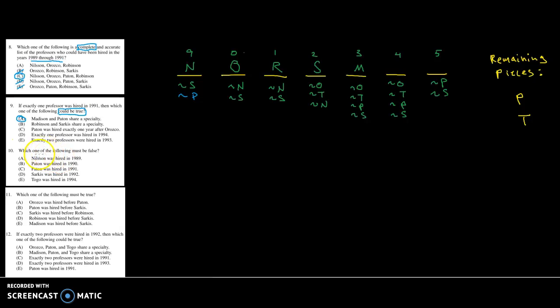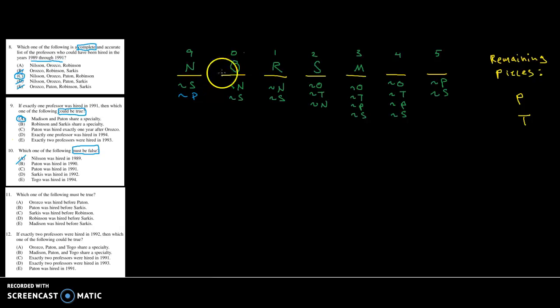So let's look at 10. Which one of the following must be false? Okay, so we're looking for an absolute. When it must be false, translation is it breaks our rules. It's going to have to violate something that we have in our sketch. Let's see. A. N was in 89. Well, no, that doesn't break our rules, so that's out. Because he or she was in fact hired in 89.